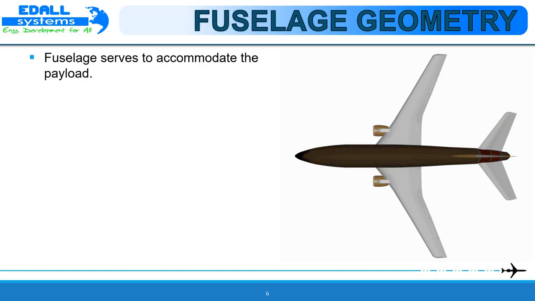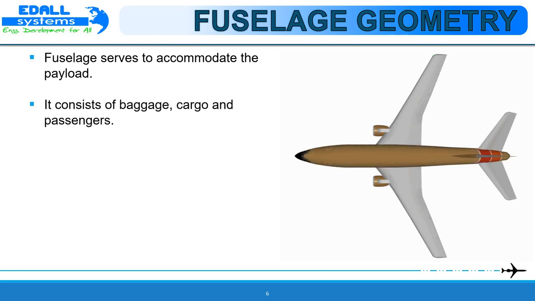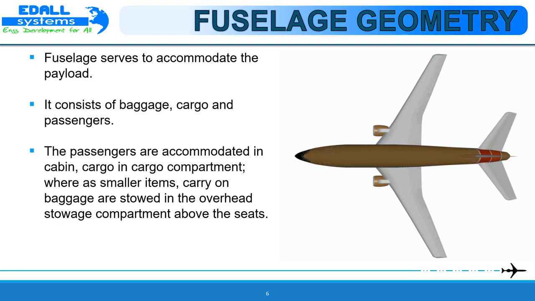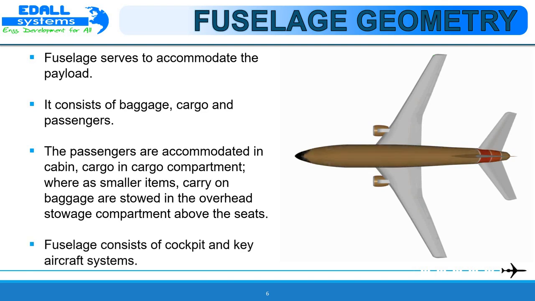The fuselage serves to accommodate the payload. It consists of baggage, cargo, and passengers. The passengers are accommodated in the cabin, cargo in the cargo compartment, whereas smaller items, carry-on baggage, are stowed in the overhead storage compartment above the seats. The fuselage also consists of the cockpit and key aircraft systems.